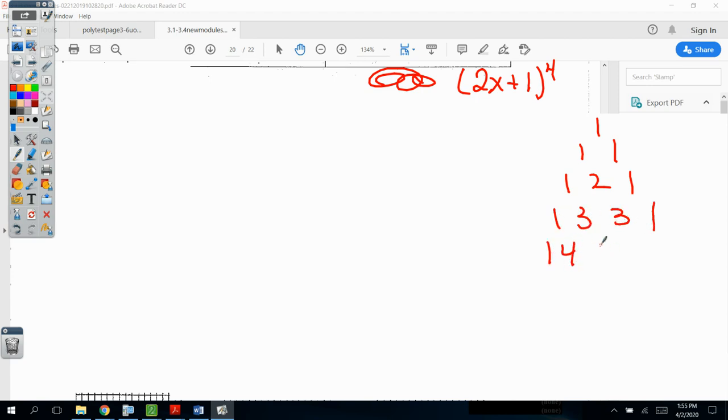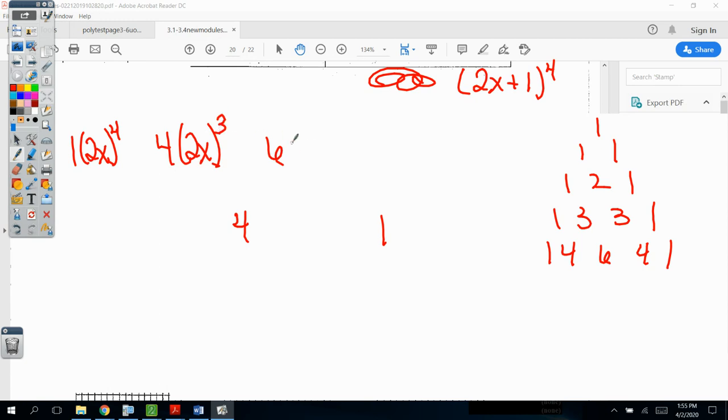Okay, 1, 4, 6, 4, 1. Spread it out. 1, 4, 6. I'll just go here. 4, 1. The whole 2x is going to be to the fourth power. The whole 2x will be to the third. The whole 2x will be squared, and then you just have 2x here.